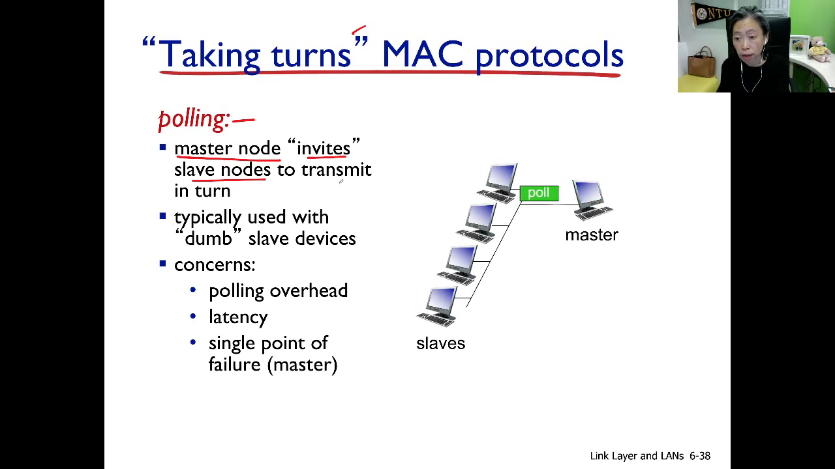As animated, the master polls one of the devices and data comes. The master polls another slave and then the data comes back. This is the kind of MAC used for dumb slaves, such as a keyboard or a mouse. The concern is that there's a polling overhead from the master to the dumb device and back. There's of course also a latency associated with the exchange of polling messages and data. And the master is a single point of failure.